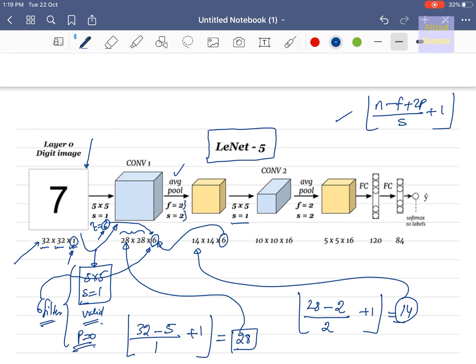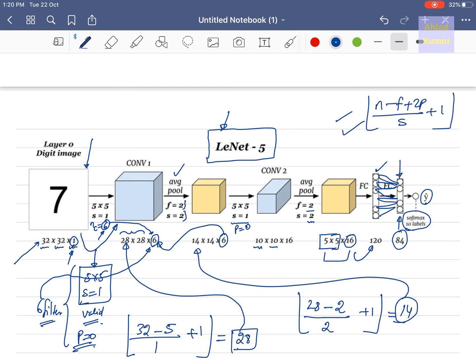Similarly, when we do convolution with a 5 cross 5 filter and stride equal to 1, and please note, here also the padding is 0, you will get 10 as the answer, and you can cross check with this expression over here. When you do the average pooling with a filter of 2 and a stride of 2, it will reduce the dimension of the image to 5 cross 5, whereas the channels will remain the same. Then we flatten this 5 cross 5 cross 16 into 120 hidden layer units, and then we have 84 units of a fully connected hidden layer. These fully connected layers are connected like a simple feed forward neural network. At the output we have a softmax unit which converts these outputs into the labels. So this is basically the flow of the LeNet architecture which we have discussed.